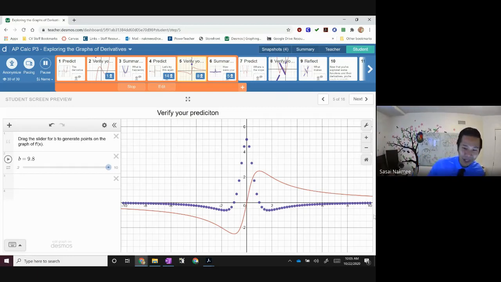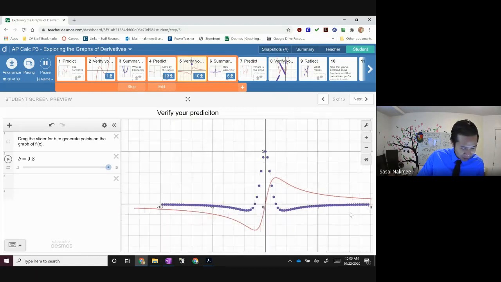But check out how they're trending. What's something interesting you guys see about those purple dots? They're all negative, aren't they? They're all negative slopes. But there's something else that's kind of interesting about those negative slopes, isn't there? Oh, can I zoom out?